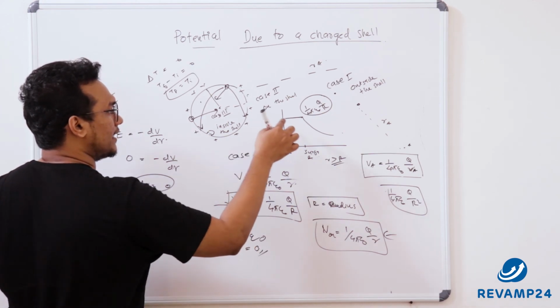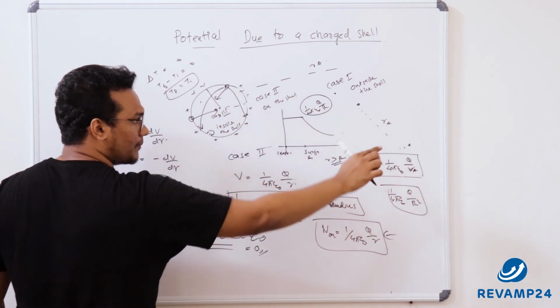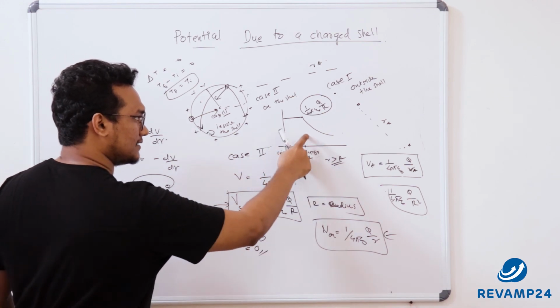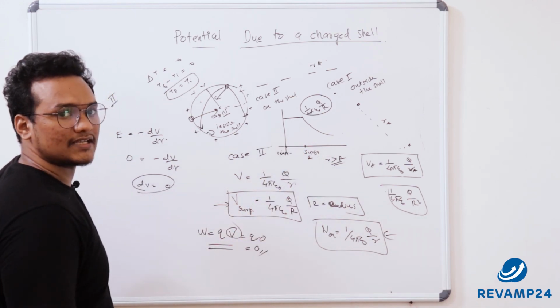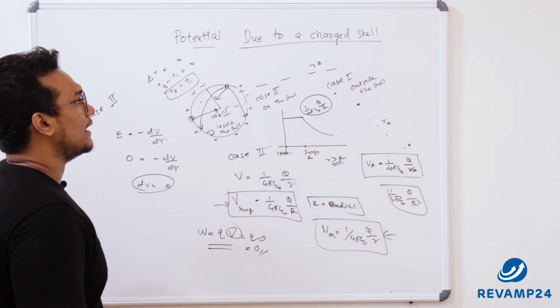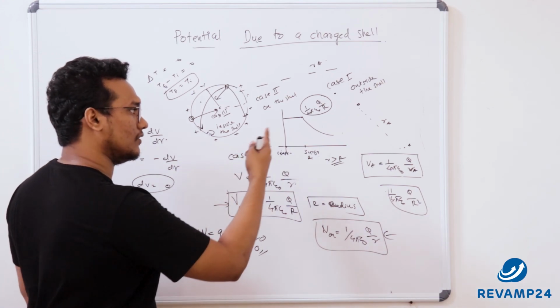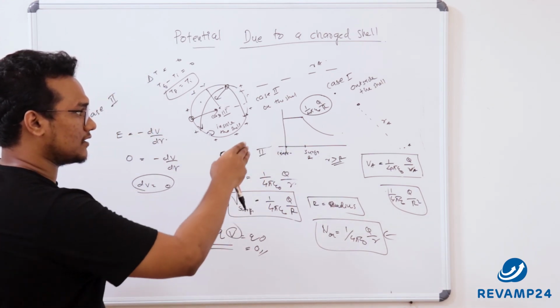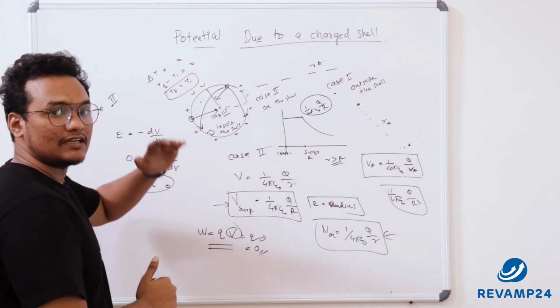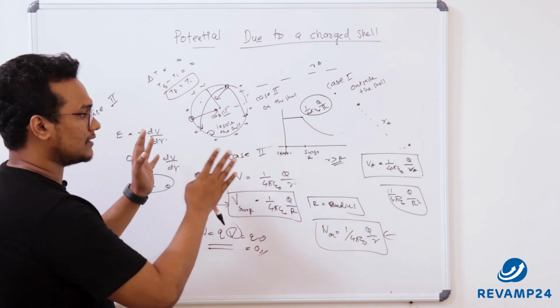But that is not the scenario outside, where potential decreases. And this is the graph for variation of potential with respect to a charged shell. And we have learned the variation of electric field with respect to a shell in the first chapter. Compare these two and study.